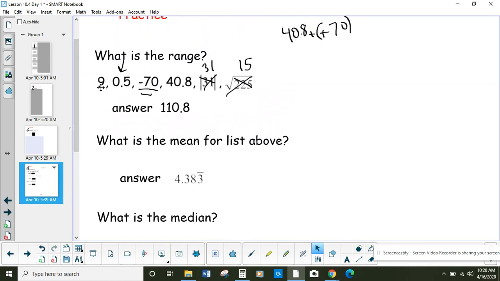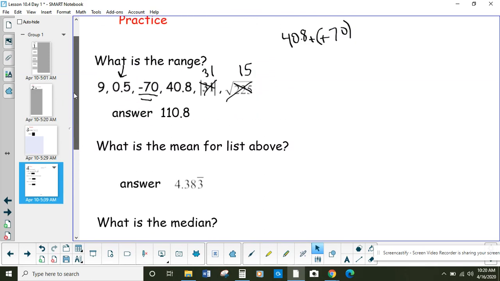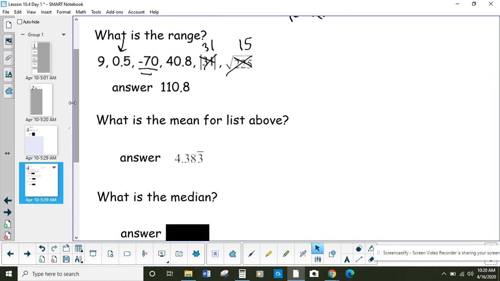Can you guys find the median for that data set right there? Pause the video, try that on your own first. So to get the median, we have to put them in order from least to greatest. So I put negatives are smaller than positives. So I put negative 70 first, cross it out as I go.